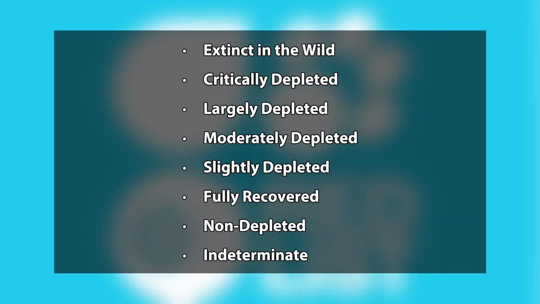The IUCN Red List includes the IUCN Green Status of Species, which assesses the recovery of species populations and measures their conservation success. There are 8 green status categories: extinct in the wild, critically depleted, largely depleted, moderately depleted, then we have slightly depleted, fully recovered, non-depleted and indeterminate. A green status assessment examines how conservation actions have affected the current Red List status.